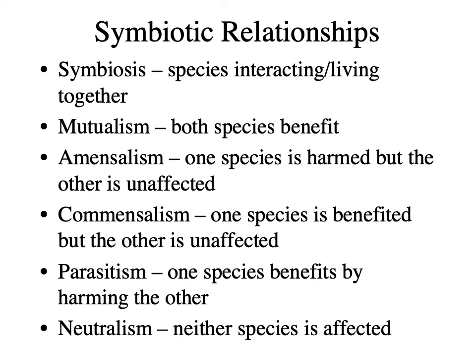Now, neutralism, this relationship is when neither species is affected. They just live in the same ecosystem. Like you could think of like a scorpion living in the desert near a cactus. Neither one benefits from the other. Neither one is harmed by the other. They just live in the same area and just exist together.